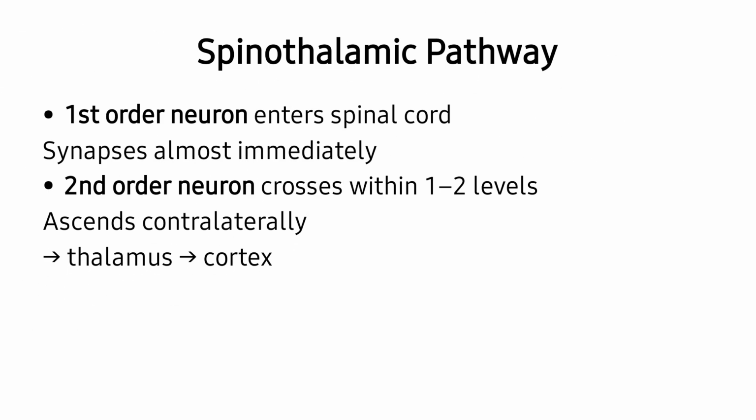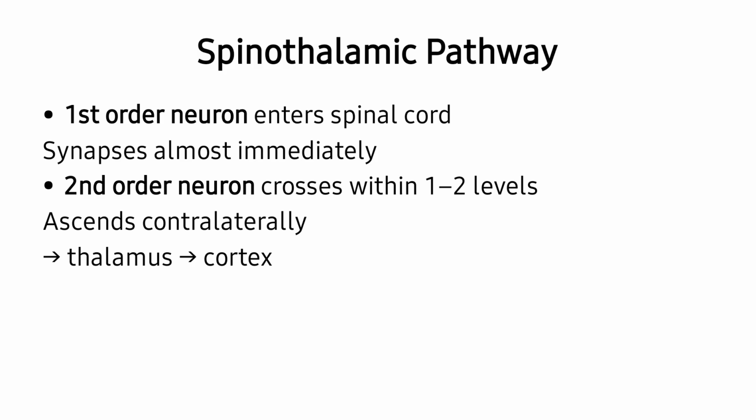So this one is a bit unique from the DCML, because the first order neuron enters the spinal cord and synapses almost immediately. Then the second order neuron crosses within 1 to 2 levels. Sorry, I made a mistake on the other one. 1 or 2 levels is under the spinothalamic tract, so it crosses within 1 or 2 levels. Remember, the DCML was just ascending ipsilaterally. This one, upon synapsing, almost immediately does what?